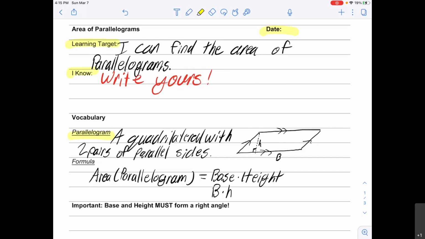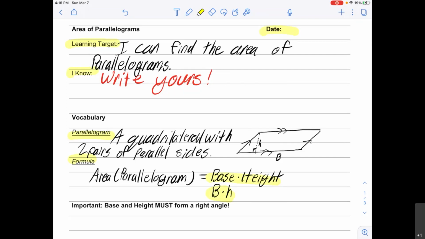And then in the vocabulary section, even though it's not necessarily vocabulary, I did write down the formula for the area of a parallelogram. The area of a parallelogram is the base times the height, which can also be written as b times h. So pause the video here, please get all of that written down, and then restart when you're ready to go.